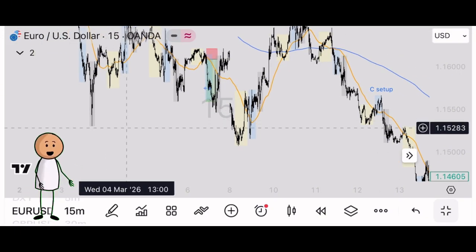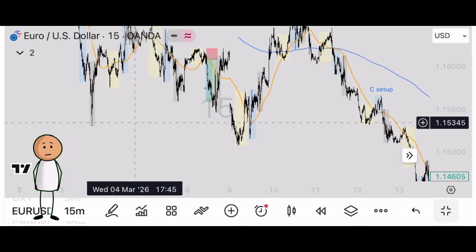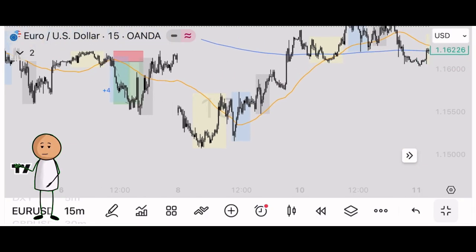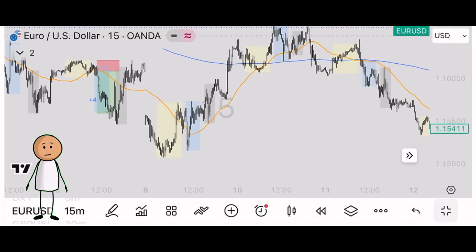So in this scenario, I didn't get any entry, and we had already reached these lows, these higher time frame lows, and it would be a C-type setup.